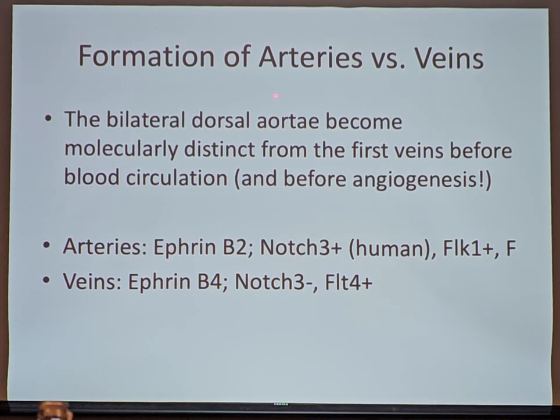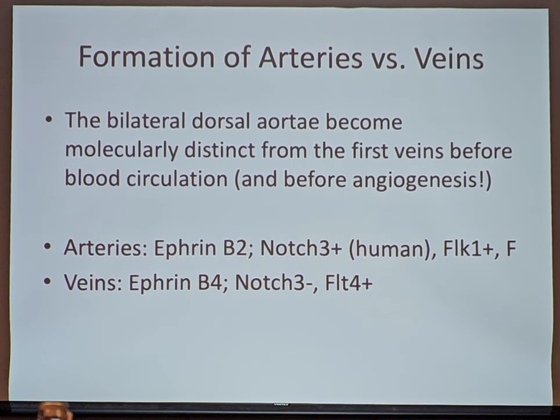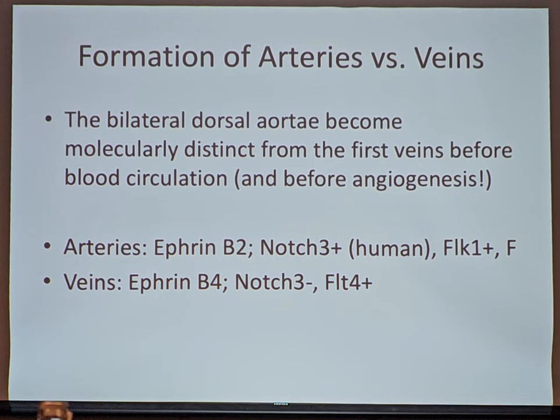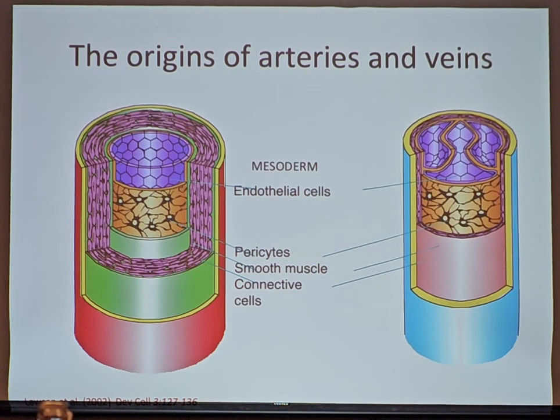Next, we have to form and give the arteries and veins their identity, and this is mediated by the ephrins and by the notch receptors, and the bilateral dorsal aorta. They become molecularly distinct from the veins before the blood circulation, and therefore before angiogenesis. So the identity of your blood vessels is determined very early on in your prenatal life.